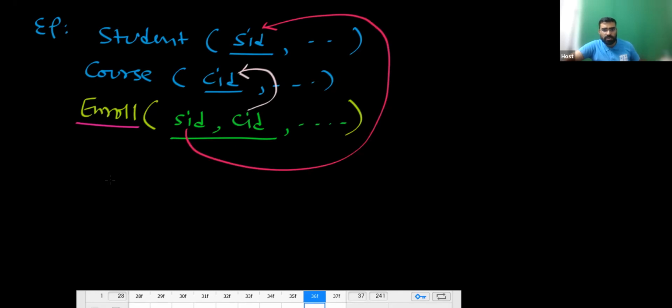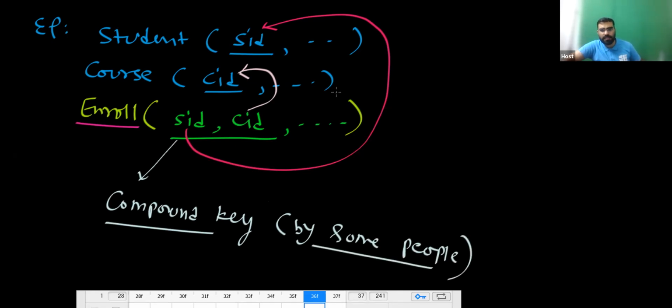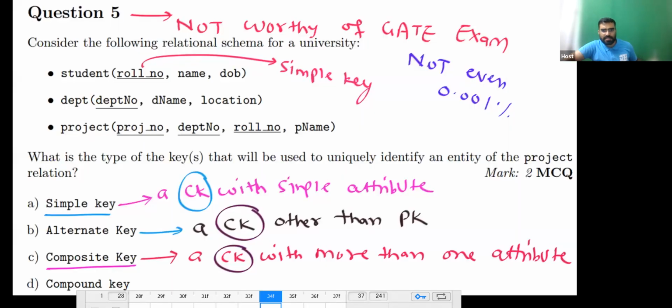Yes or no? So this type of key is called a compound key by some authors, by some people. Okay, so this is what people do. Is this clear to everyone? If this question comes in the exam, not in the GATE exam, this will never come in the GATE exam. This type of question can come in the NPTEL exam.